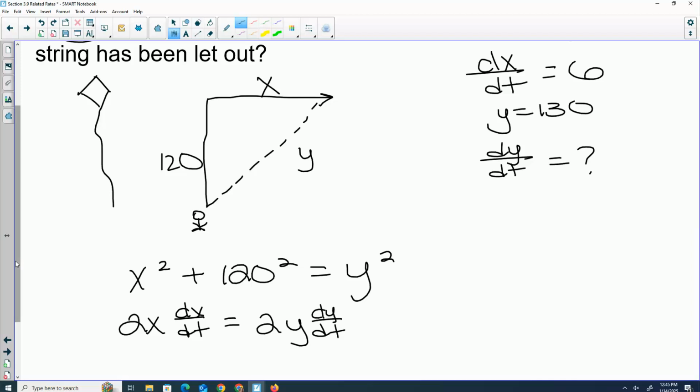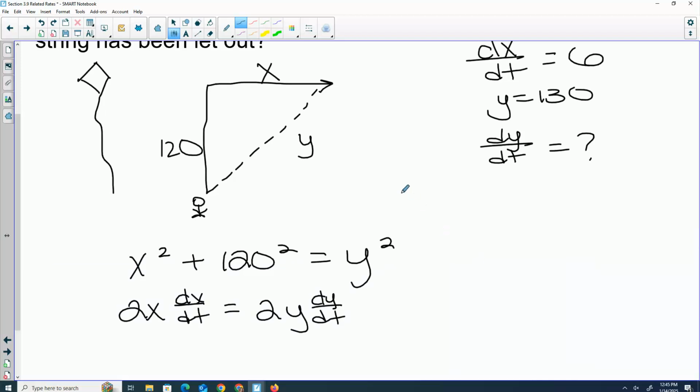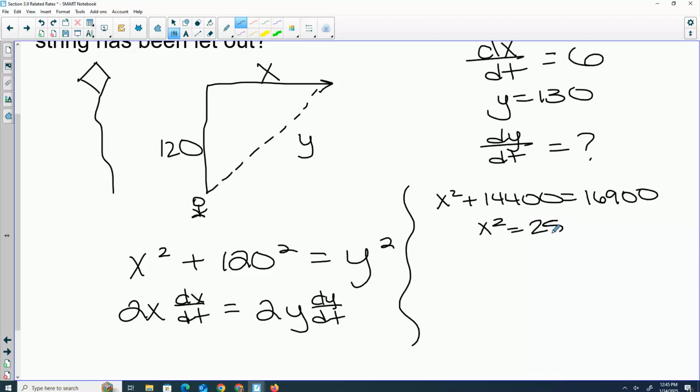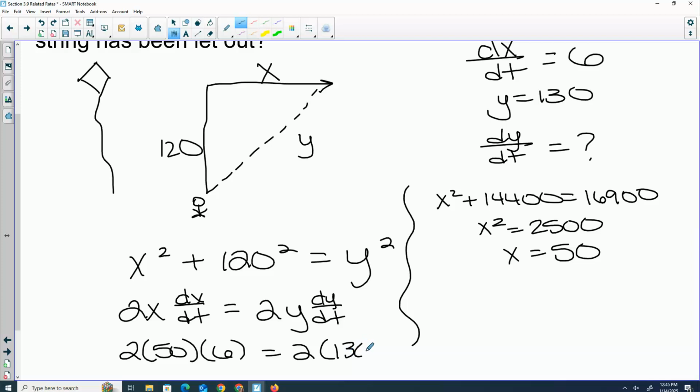Do I have all the information I need to plug into here? No. We need x, so we can do x squared plus 120 squared equals, at the instant we're looking at, 130 squared. So the instant we need, x is 50. So we plug in, x is 50, dx dt is 6, 2, y is 130, dy dt.